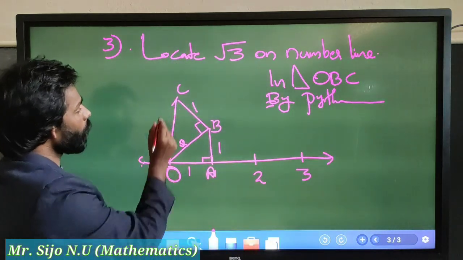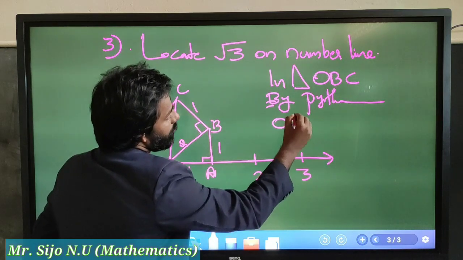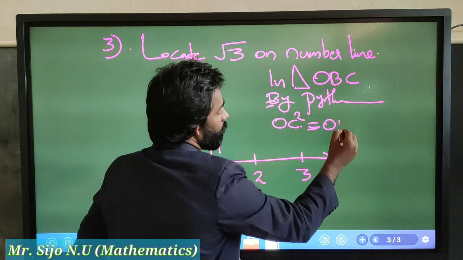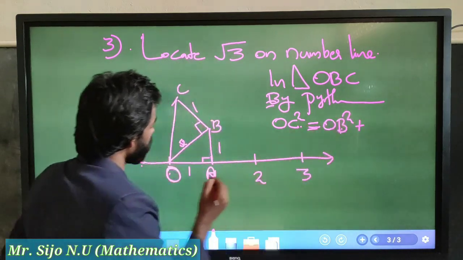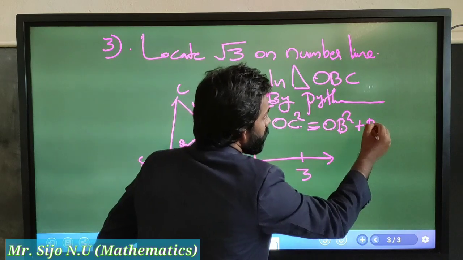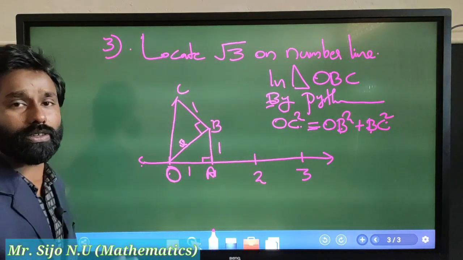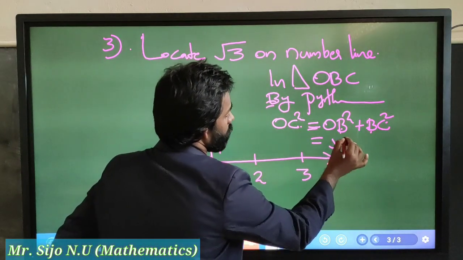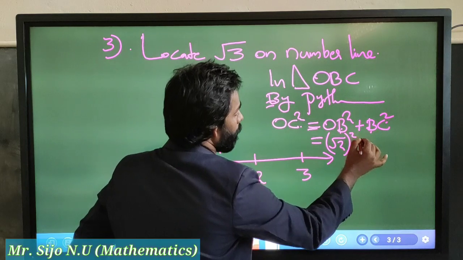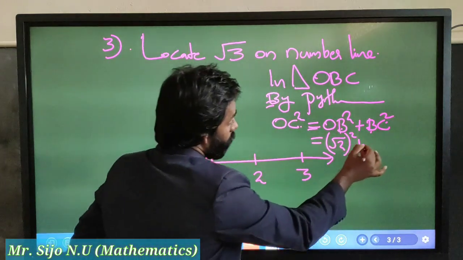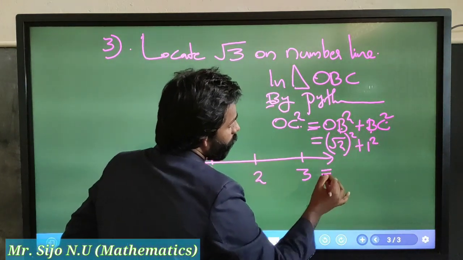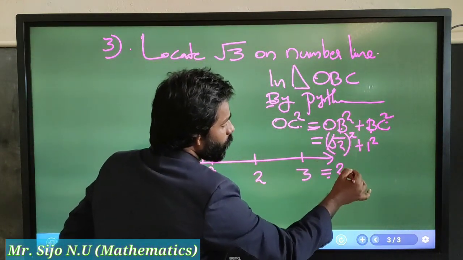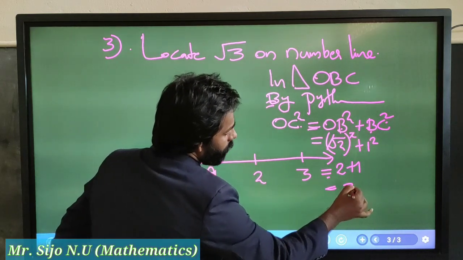We can write OC square equal to OB square plus BC square. Now we can give the values. OB value is root 2 all square plus BC, one value, 1 square. Now that is equal to, we know, root 2 and square root. We can cancel this and this. We'll get 2 plus 1. So that is equal to 3.